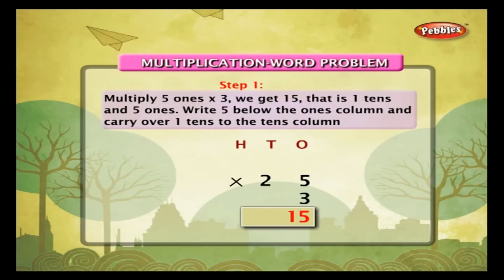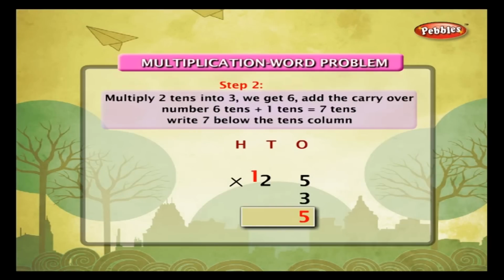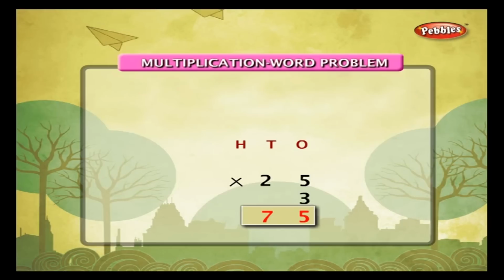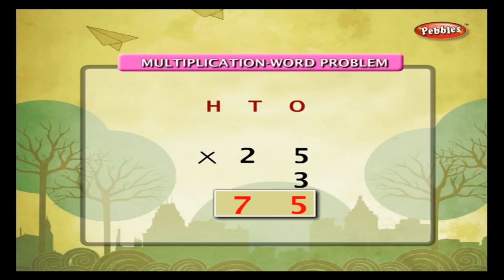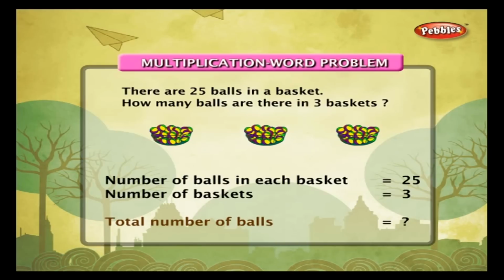We get 15. That is 1 tens and 5 ones. Write 5 below the ones column and carry over 1 tens to the tens column. Step 2. Multiply 2 tens into 3. We get 6. Add the carryover number, 6 tens plus 1 tens, which is equal to 7 tens. Write 7 below the tens column. Thus, 25 into 3 is equal to 75. Therefore, the total number of balls is 75.